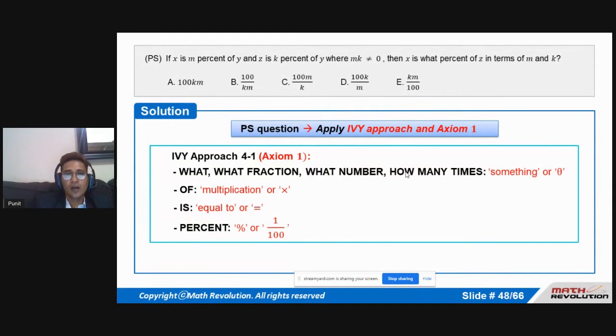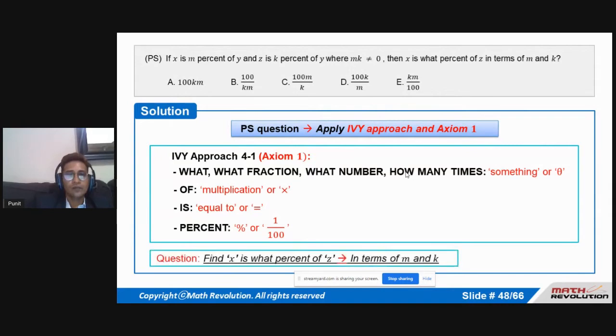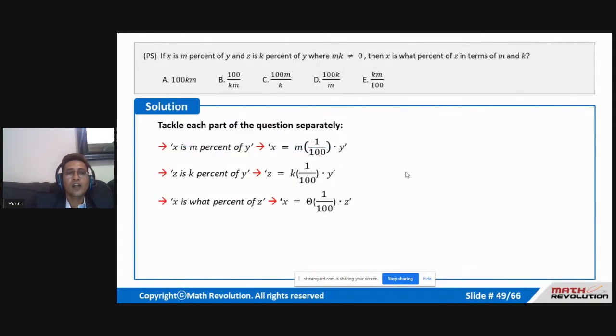So we need to find x is what percent of z, and the answer has to be in terms of m and k. Let's talk about the first part. X is m% of y. X equals m times 1 over 100 times y. Z equals k%, so k times 1 over 100 multiplied times y.